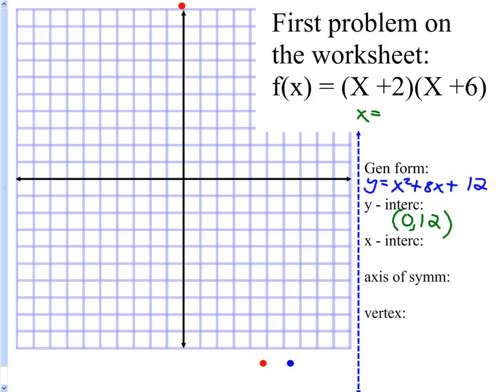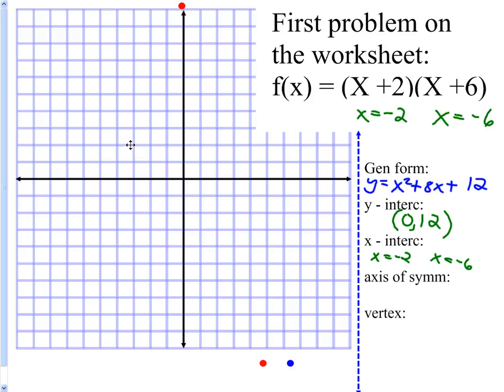X equals -2 and x equals -6. What you cannot write is -2 comma -6. Why? Because it makes it look like one's an x and one's a y. So you either have to write exactly this, x equals -2 and x equals -6, or you could write -2 and -6. Don't put a comma between them, because otherwise it looks like you told me an x and a y.